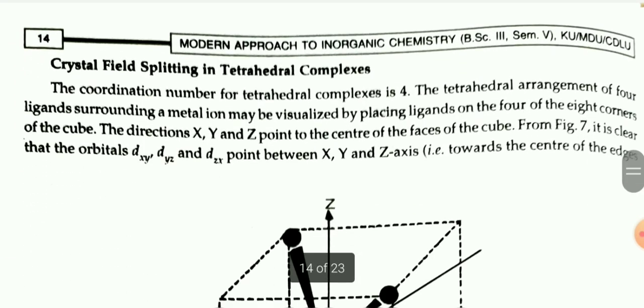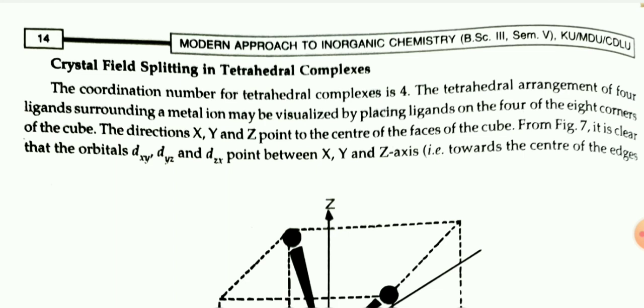Crystal field splitting in tetrahedral complexes. The coordination number for tetrahedral complexes is 4. The tetrahedral arrangement of 4 ligands surrounding a metal ion may be visualized by placing ligands on 4 of the 8 corners of a cube. The directions x, y and z point to the center of the faces of the cube.